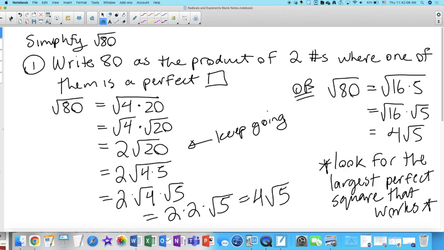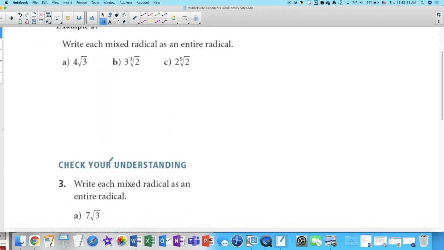Class, what we're going to do is learn how to go the other way. And the other way is actually quite a bit easier. So what if we have a mixed radical, and we want an entire radical? And what you want to think about when you're doing this is, what if I had been simplifying? So here I have 4 times the square root of 3.